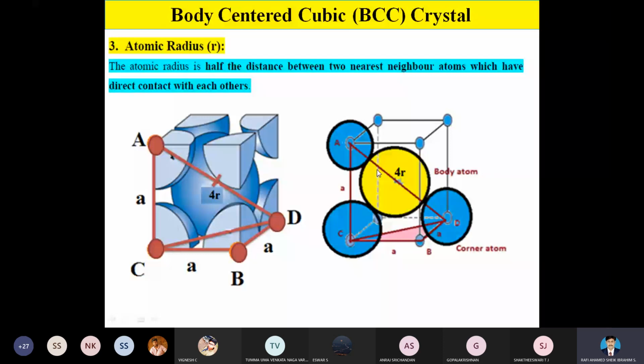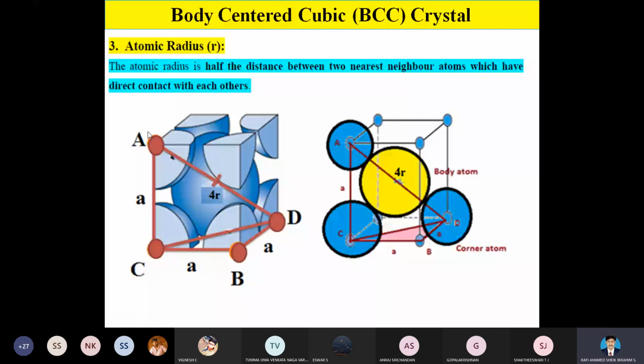The corner atoms touch directly with each other only in simple cubic structure. But in BCC and in FCC, the corner atoms do not touch directly with each other, but the corner atoms touch along the body diagonal. Body diagonal means a body atom. So that's why I have taken these two figures to explain the atomic radius. The first figure is the general structure. So how are we going to measure this atomic radius?